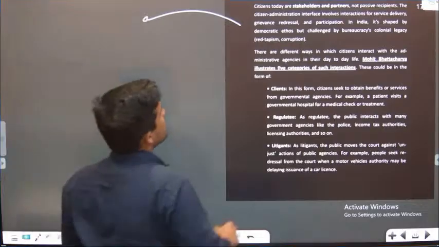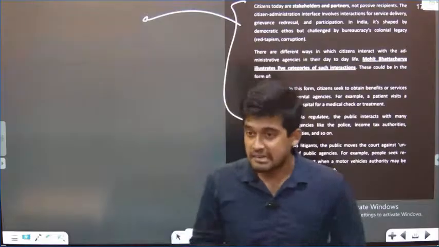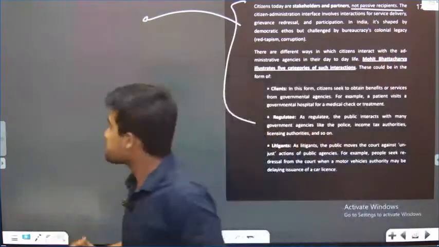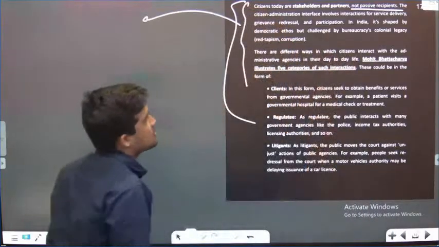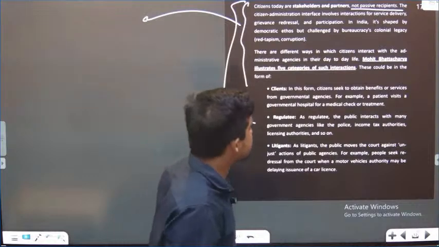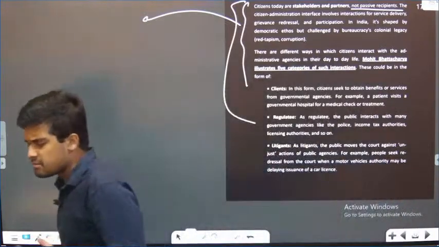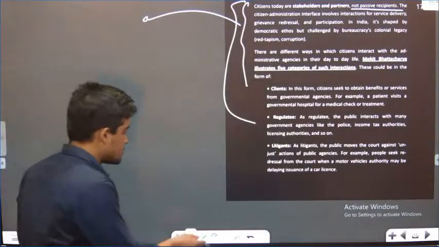See, citizens today are stakeholders and partners, not passive recipients of whatever government is giving. The citizen administration interface involves interaction for service delivery, grievance redressal, and participation. But in India, we see a lot of problems such as red tapeism, corruption, and mistrust between citizen and administration.